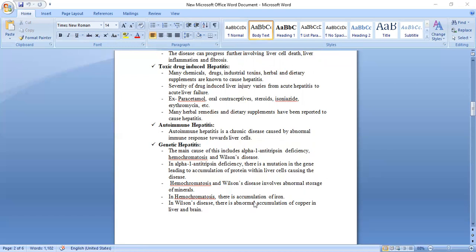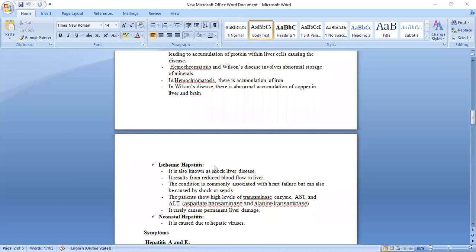So what is the main root cause? This is due to deficiency of alpha-1 antitrypsin, alpha-1 antitrypsin deficiency. And due to this, it causes hemochromatosis and Wilson's disease. Hemochromatosis, the name itself indicates abnormal accumulation of the iron, and in Wilson's disease, there is abnormal accumulation of the copper in the liver as well as in the brain. Okay.